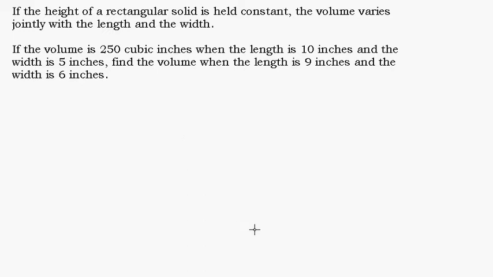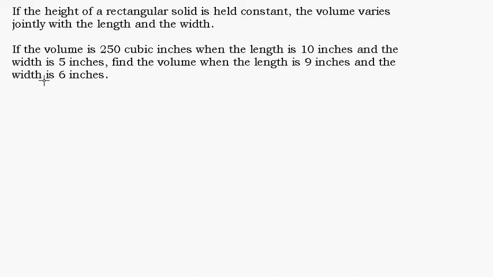In this video, we're going to look at a story problem involving variation. So let's take a look and see what we have. If the height of a rectangular solid is held constant, the volume varies jointly with the length and the width. If the volume is 250 cubic inches when the length is 10 inches and the width is 5 inches, find the volume when the length is 9 inches and the width is 6 inches.